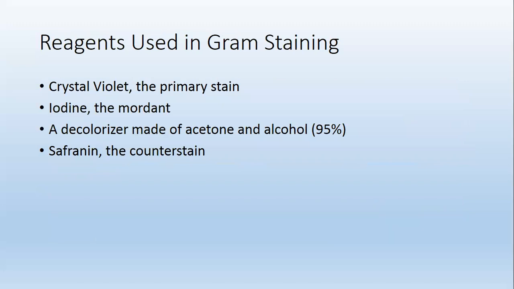Reagents used in gram staining. First is crystal violet, which is the primary stain. Iodine, which is the mordant. A decolorizer made of acetone and alcohol. Safranin is used for the counter stain.